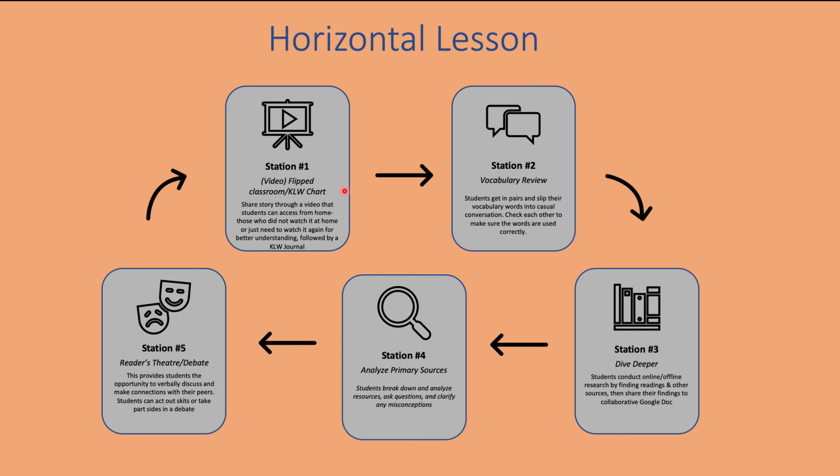So this is a chart that students make and they share what they already know about the topic. And this chart continues throughout the whole lesson, so it'll follow them to each station. So it starts off with K, what they already know, L is what they've learned, and then W is what they want to learn about the topic. So it's something that kind of is like a checks and balances and keeps them in order. So that's station 1. That would be the flipped classroom KWL chart. Station 2 is the vocabulary review.